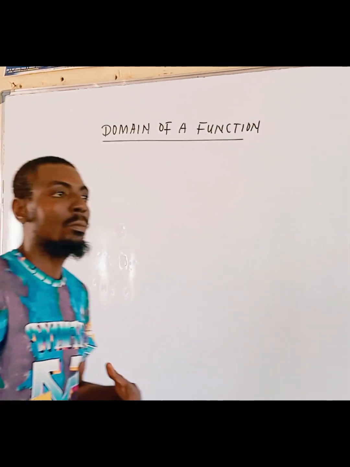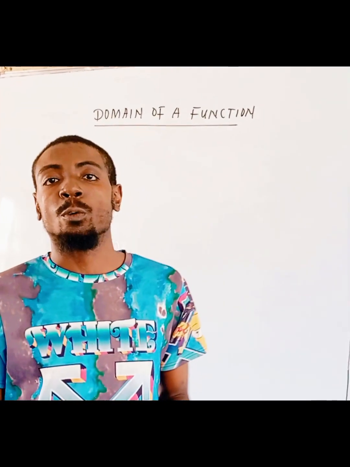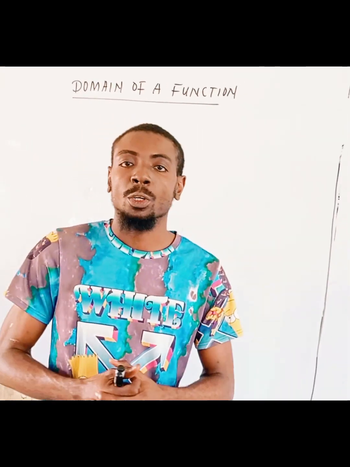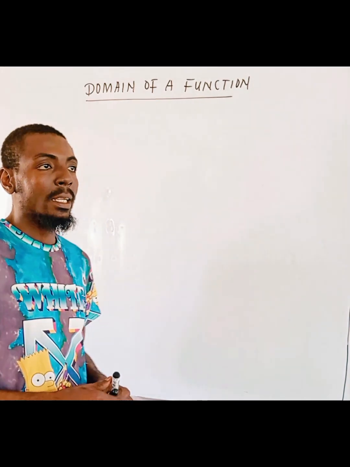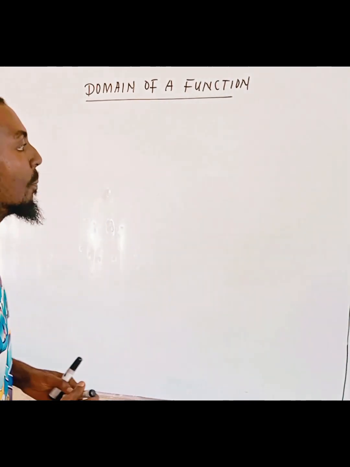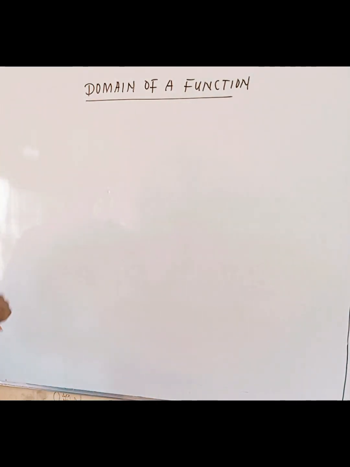Today we have domain of a function. By definition, when you talk of domain, you talk of the range of values to which a function is defined. The domain of a function is defined as the range of values to which a function is defined. We can use these few examples to absorb the definition and comprehend what domain of a function is all about.